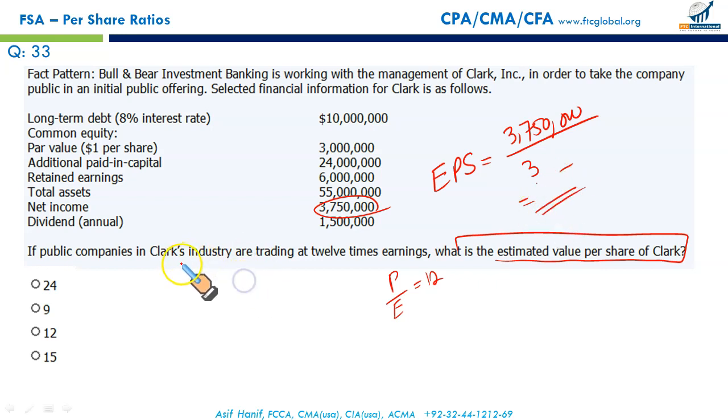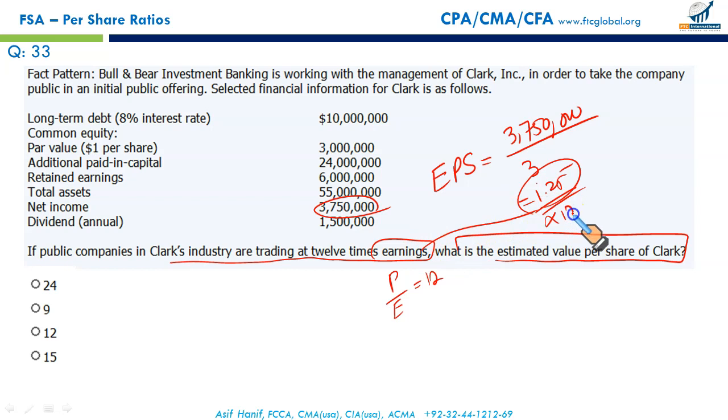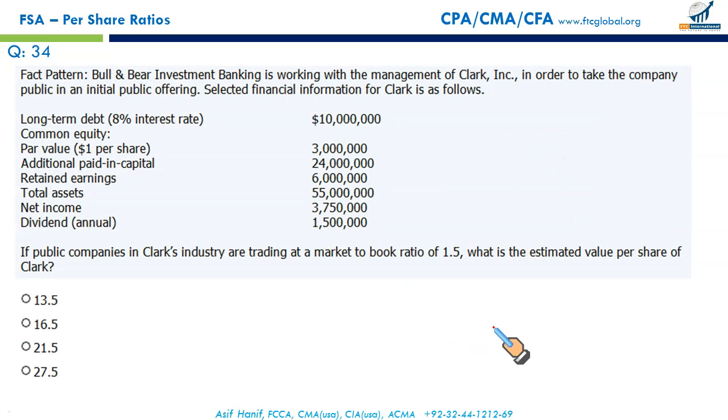So this industry, Clark's industry, is trading at 12 times the earnings. If the earning is 1.25, then you simply multiply 1.25 with 12. This will give you the estimated value per share of Clark. So it will be, I think, about 15. D is the right option.